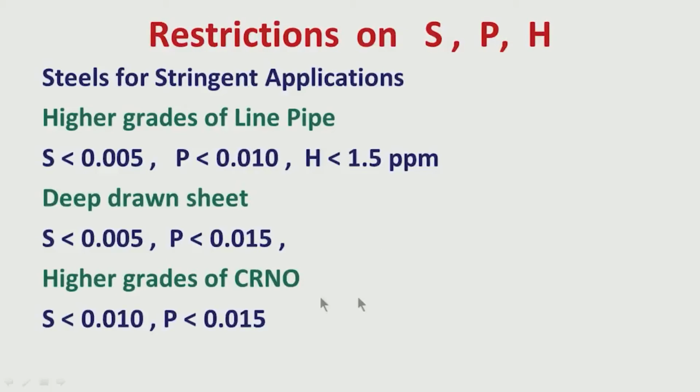Higher grades of CRNO. What is CRNO? Cold rolled non-oriented steel, which is used as magnetic material for motors and generators, or even some transformers. These have more silicon. Depending on the application, silicon can be 1%, 1.5%, 2%, 2.5%, up to 3%. So here also there is a sulfur restriction, less than 0.1, and phosphorus less than 0.15.